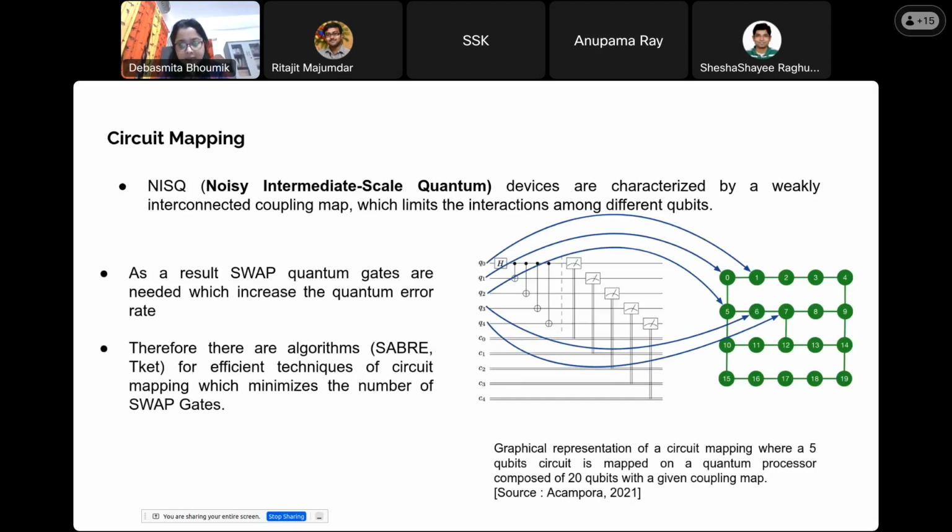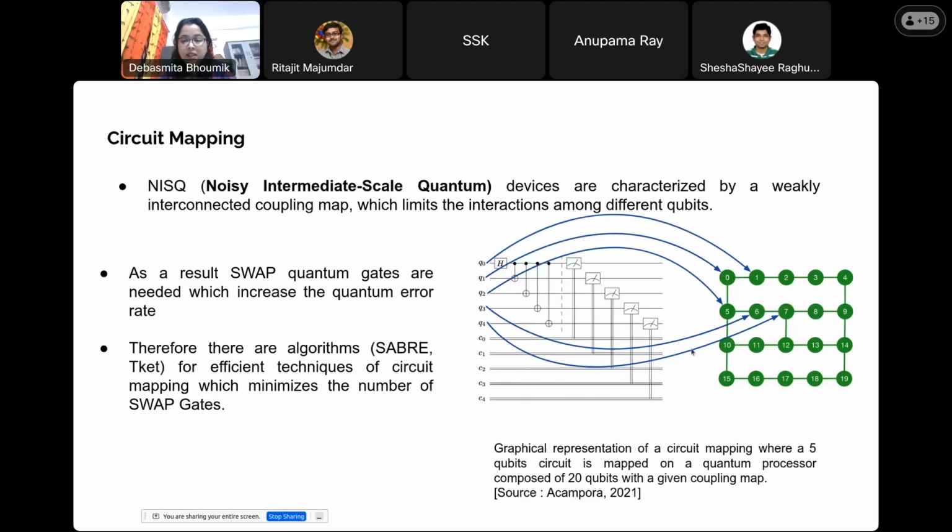Let us consider an example. Here we have considered a 5 qubit circuit. As you can see here, we are trying to map this into a 20 qubit quantum device. So how is the mapping? Qubit 0 is mapped to 1 here, qubit 1 here is mapped to device qubit 0, and so on.